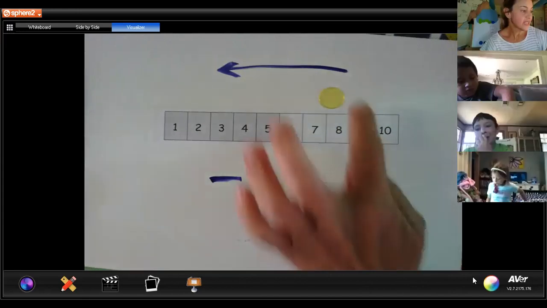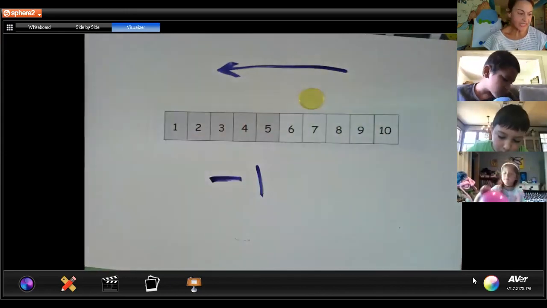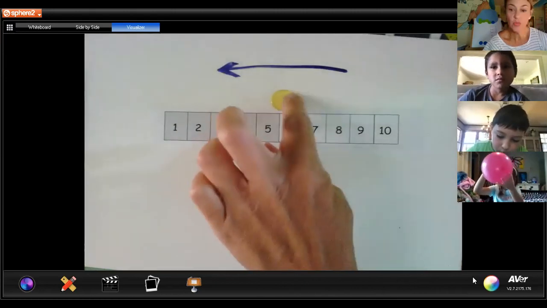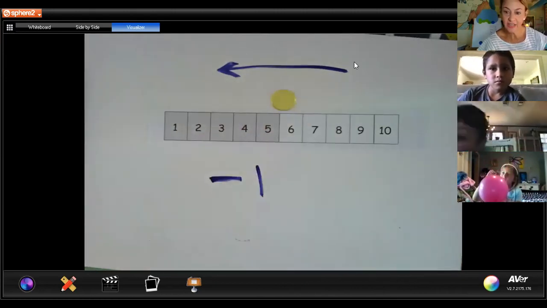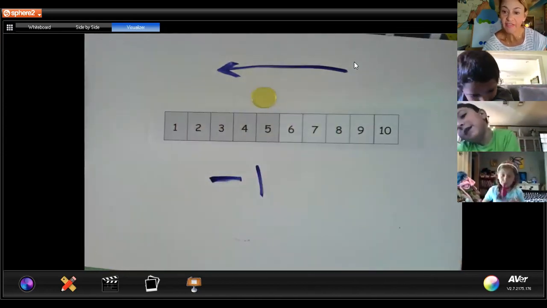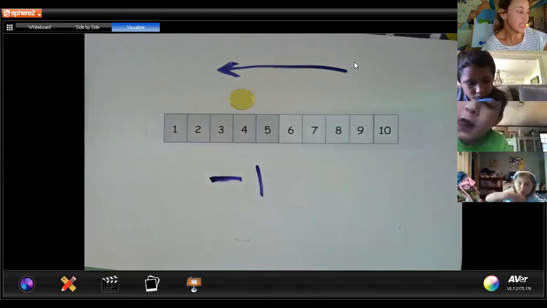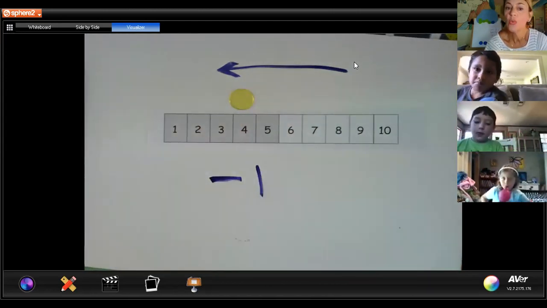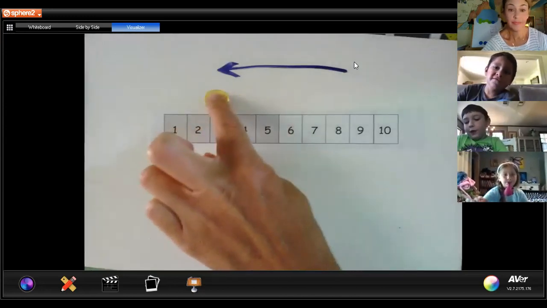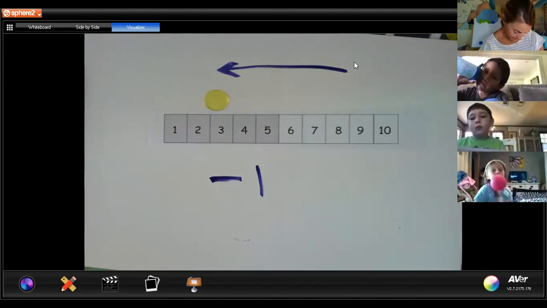7. What is 1 less than 7? 6. What is 1 less than 6? 5. What is 1 less than 5? 4. Say less than. What is 1 less than 4? 3. Is our number getting bigger or is our number getting smaller?